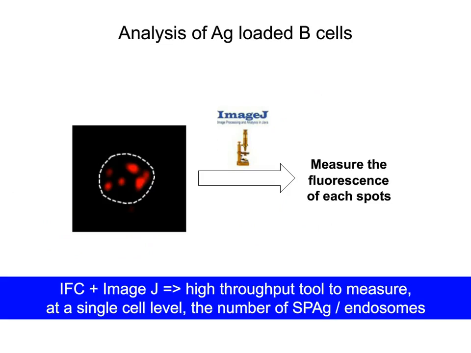And now that we have, with imaging flow cytometry, the number of red dots in the B cells, and that we have also obtained the quantum of fluorescence for a single SPAG, we can use IDEAS to analyze the intensity of each spot and to define the number of SPAG per spot. And this is a very, very efficient tool that provides you a high throughput analysis at a single cell level of the number of SPAG per endosome.